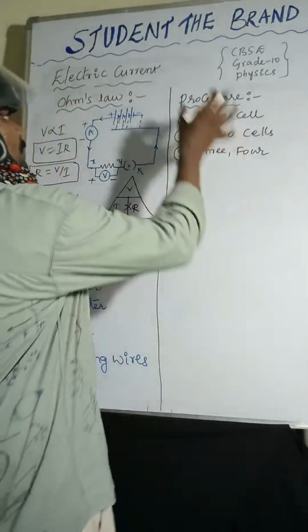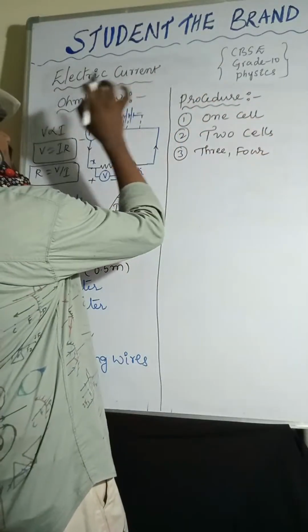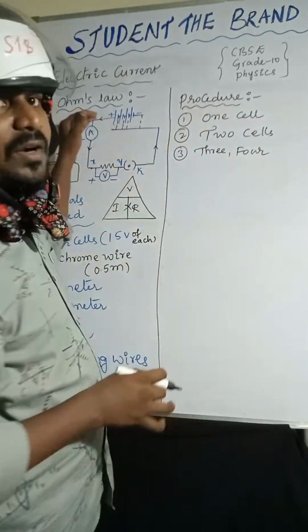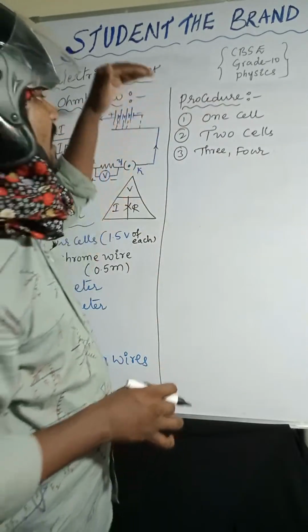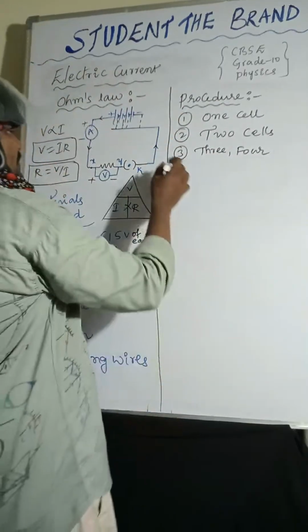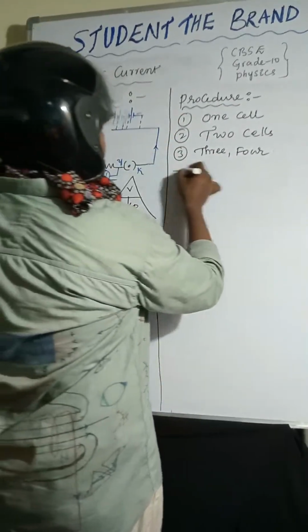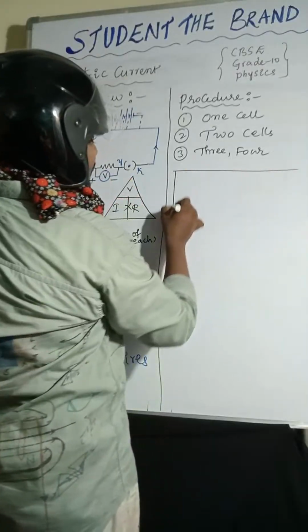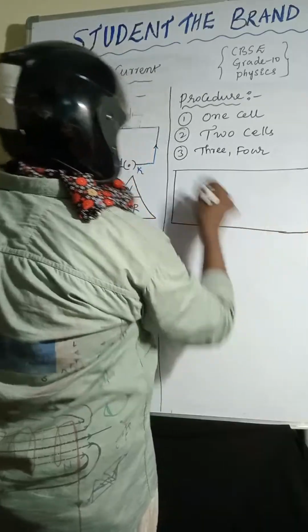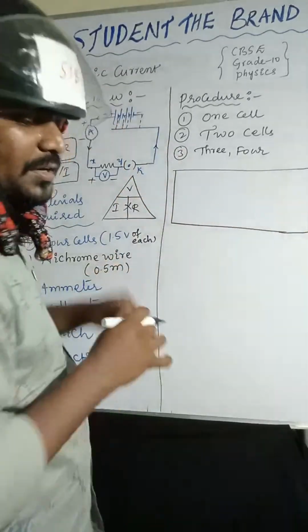Understood or not? Procedure: first connect one cell and note down the reading of the ammeter and voltmeter. Connect two cells and note down the readings of the ammeter and voltmeter. Connect 3 and 4 cells and mention the values. Measure the value of the ammeter and voltmeter.